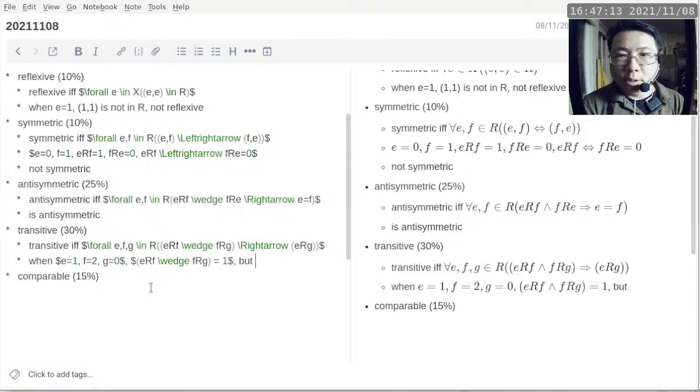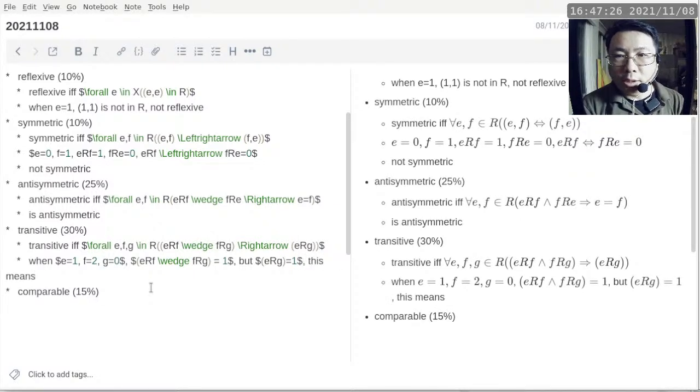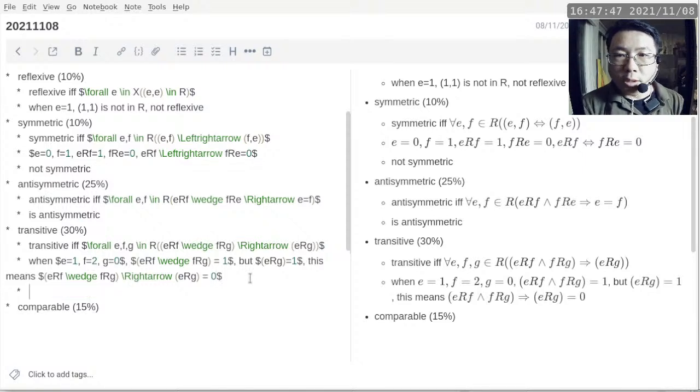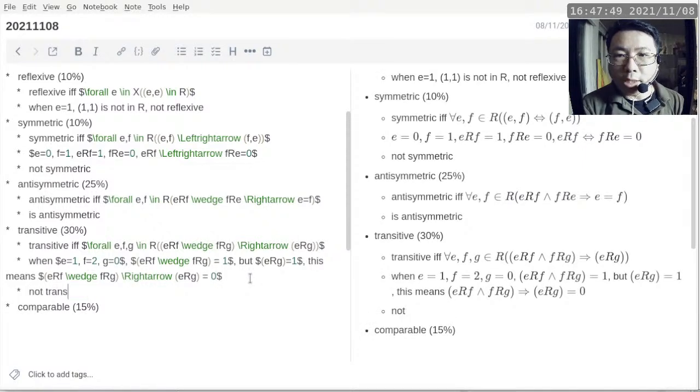but E R G is false. So this means we want to basically quote the entire expression that is quantified. So we're going to quote this entire thing, just a copy and paste in this case. This whole thing is false. And then the conclusion is it is not transitive.